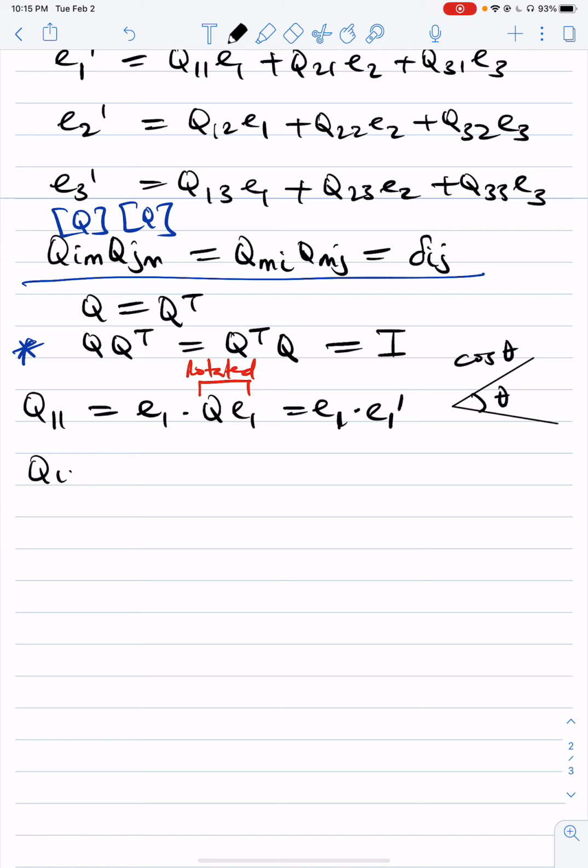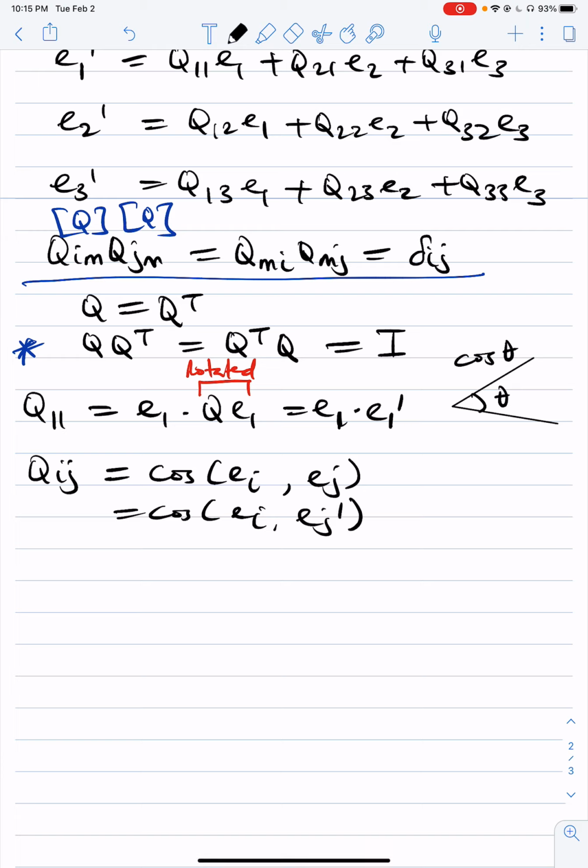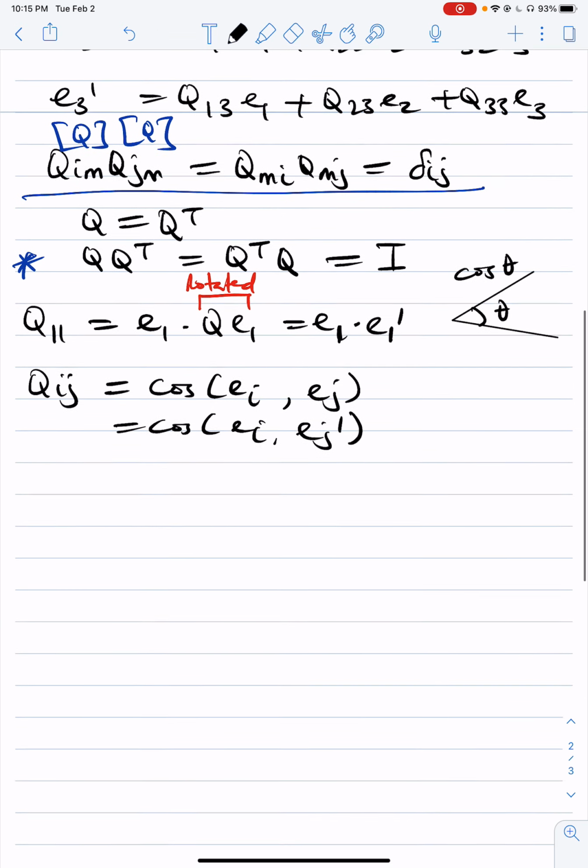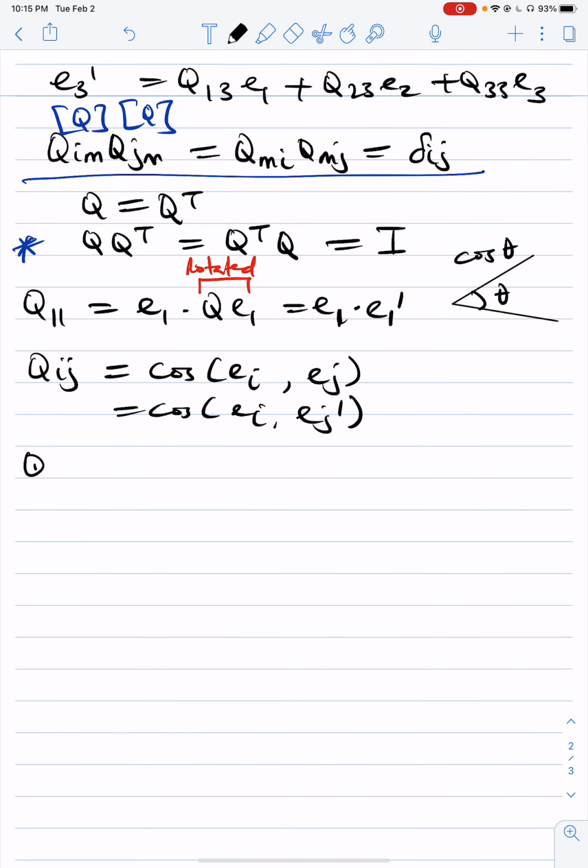So Qij is simply cos(Ei, Ej), or you could say cos(Ei, Ej prime). You're simply finding the angle between the two vectors when you have the dot products. So if you remember, Q is the matrix itself, and Qij are the components of the matrix.